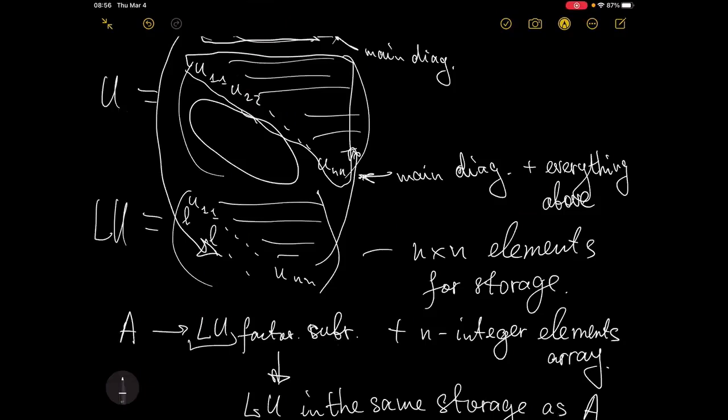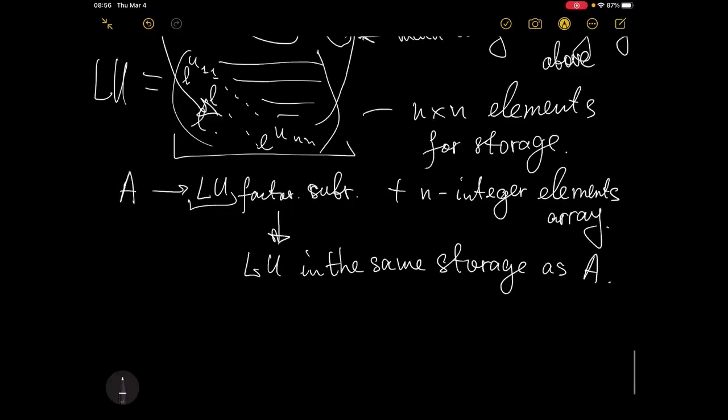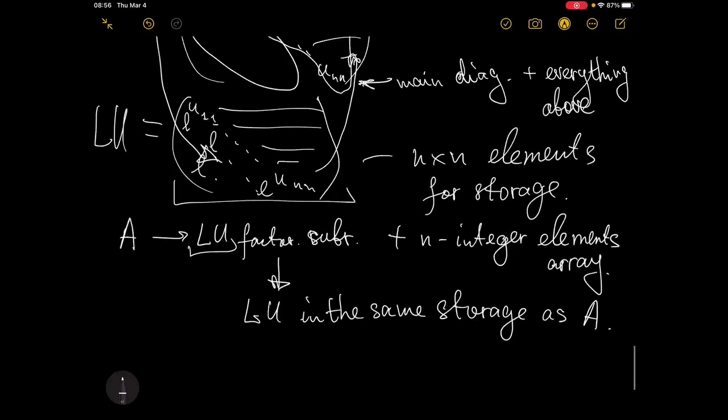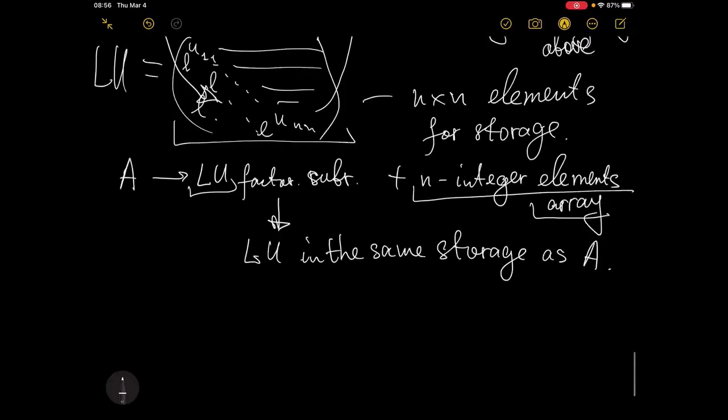consisting of elements U and L packed in the same array, plus of course an integer elements array for the permutation matrix, which is just a renumbering of rows. Now, really, as I told you before, nobody really shifts or moves any elements. So usually you just renumber them.